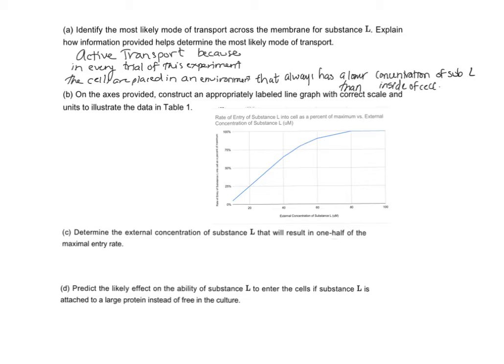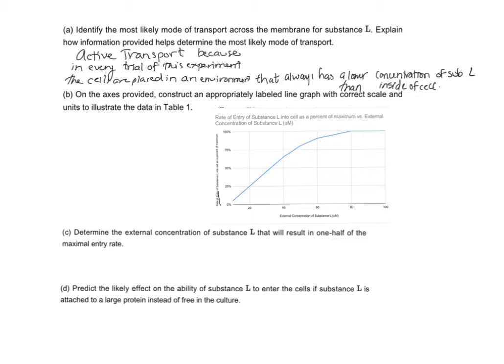Okay, question B is just asking you to construct a line graph with the correct scale and units to illustrate table 1's data. So again, we always put the independent variable on the x-axis, which was the external concentrations in this case, and then the dependent variable, which is the rate of entry, is going to go on the y-axis. And so here we have our line graph, which we'll use for question C.